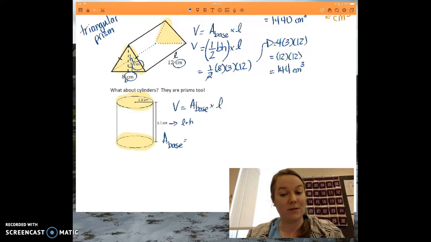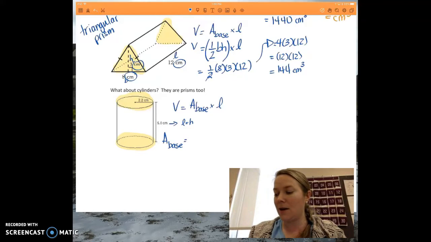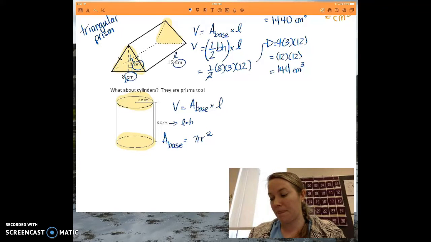So the area of the base is what? It's the area of a circle. Do you remember what the area of a circle is? Pi r squared. So the volume of the cylinder is pi r squared times, in this case we can use h for height.